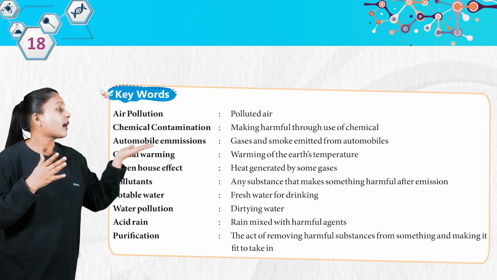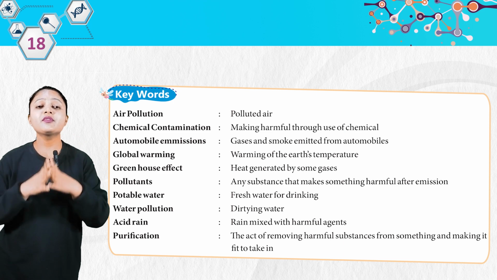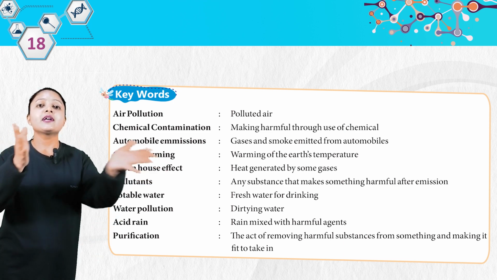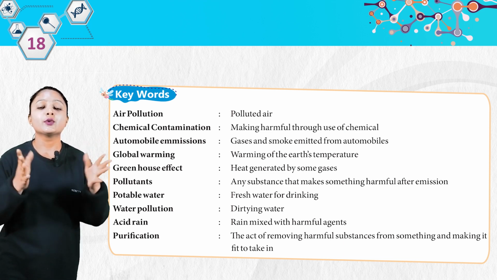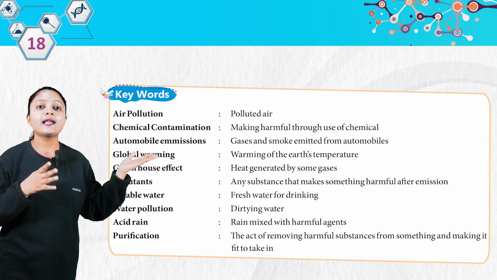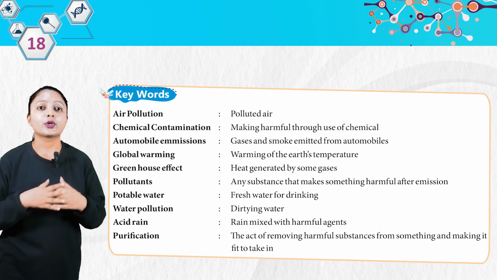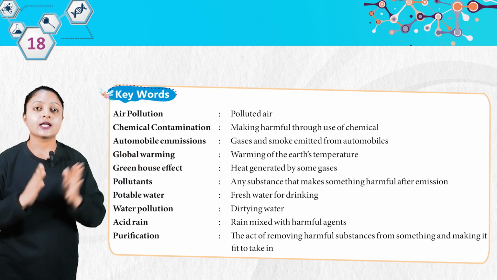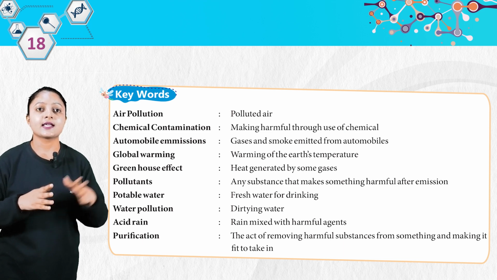organisms. Now let's see some keywords which came in the chapter. Number 1, air pollution, which means polluted air. Chemical contamination, making air and water harmful through the use of chemicals. Automobile emissions, gases and smoke emitted from automobiles. Global warming, warming of the earth's temperature. Greenhouse effect, heat generated by some gases.